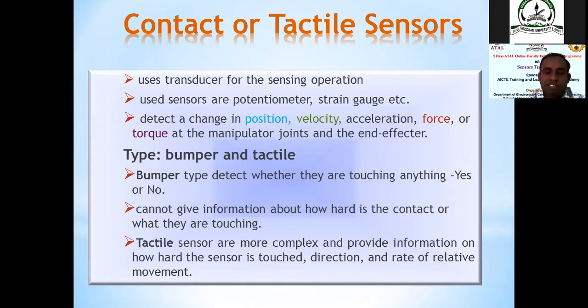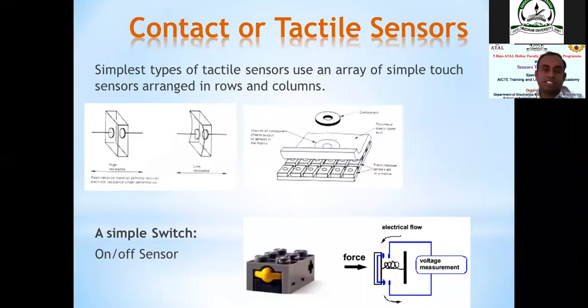But some other tactile sensors are more complex, where we can use the information received from the sensor to tell in which direction it is going, how much it is touched, and the rate of the relative movement. Now, if I give an example of contact or tactile sensors, you can see in the figure a piezoelectric sensor with two electrodes. If we apply pressure on it, there will be a change in the voltage, and that can be sensed as a change in pressure.